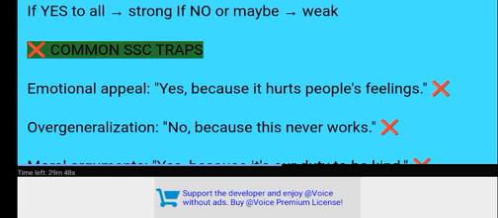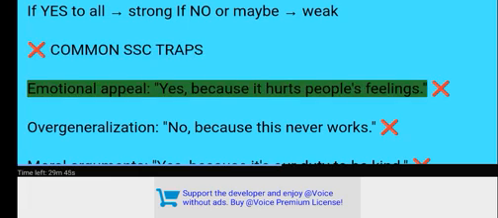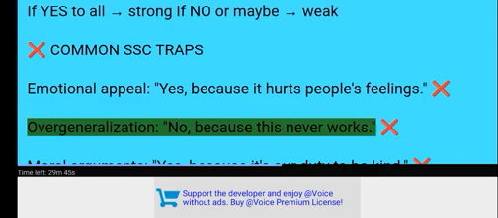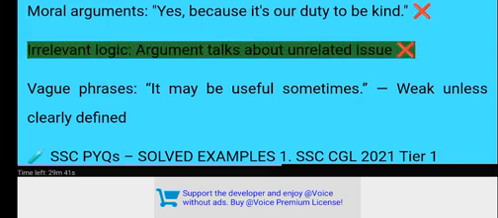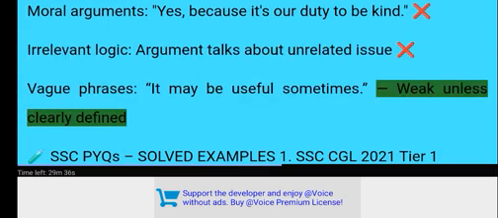Common SSC traps. Emotional appeal: "Yes, because it hurts people's feelings." Overgeneralization: "No, because this never works." Moral arguments: "Yes, because it's our duty to be kind." Irrelevant logic: the argument talks about an unrelated issue. Vague phrases: "It may be useful sometimes." Weak and less clearly defined.